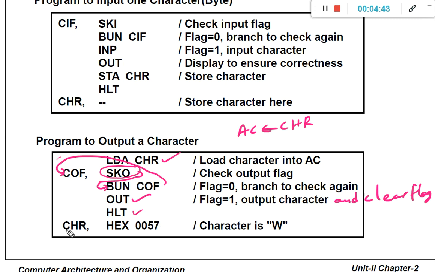Okay. So what is the content of CHR? Initially the content of CHR is 0057 hexadecimal, which is equivalent to the character W. So if you execute this program, what will be displayed on the monitor? Character W will be displayed on the monitor. Okay. So in this program what will be displayed? Whatever value we pressed on the keyboard will be displayed on the screen.